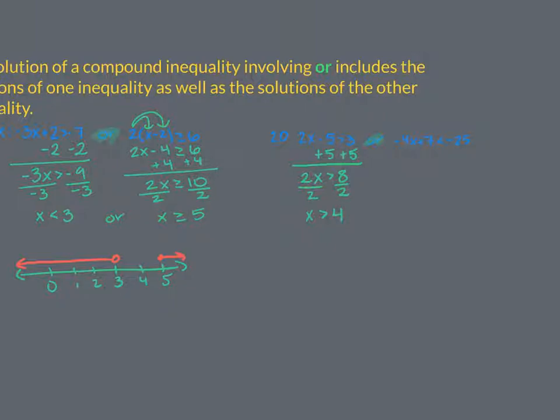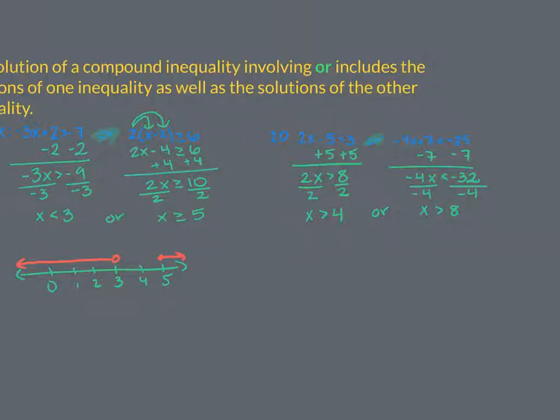Then I'm going to work with the one on the right, and I'm going to subtract 7 from both sides. So I end up with -4x < -32. And I'm going to divide both sides by -4. Remember, when I divide by a negative or multiply by a negative, I flip the sign. So this becomes x > 8. From here, I have my solution sets, which are x > 4 or x > 8.